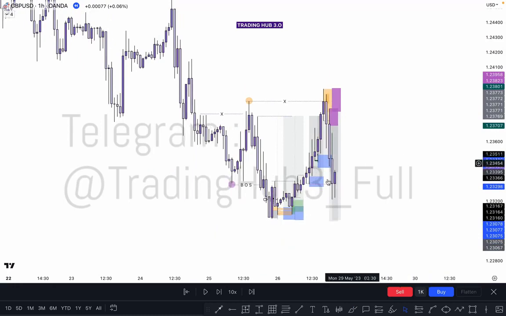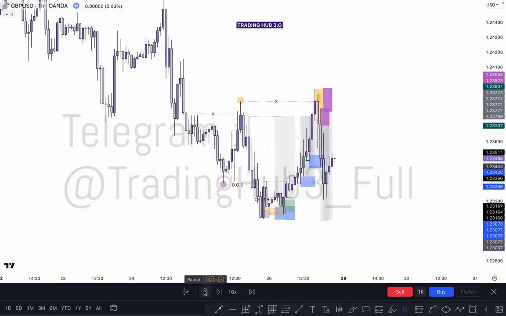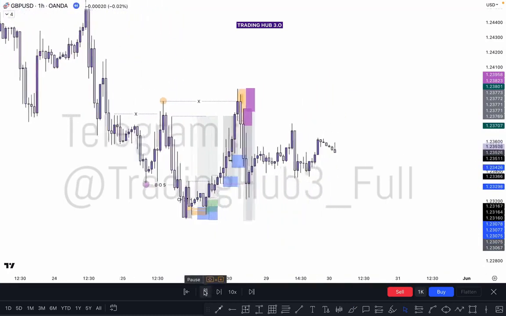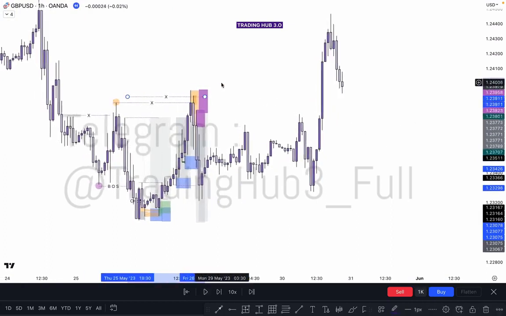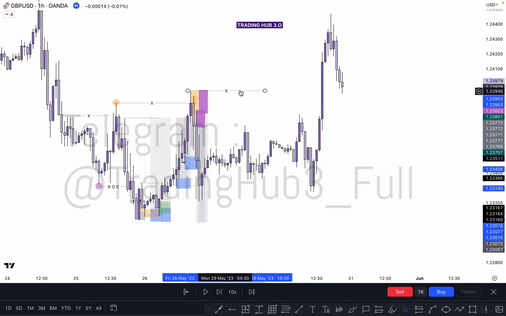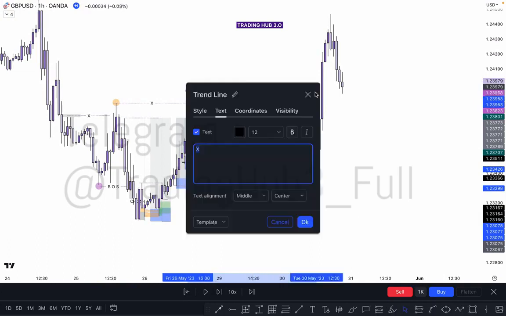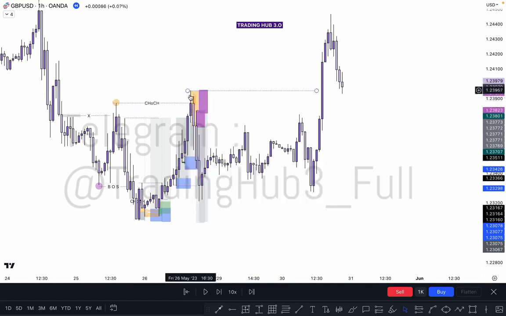So let's see what happened next after this one, and then we can understand how the market is going. Now you can see in the next attempt what happened here. The market broke this one. So when the market broke this one, it means this becomes our valid CHoCH. When the market breaks the previous high, above this one, let me mark this, this becomes our CHoCH, and this is just a liquidity sweep.